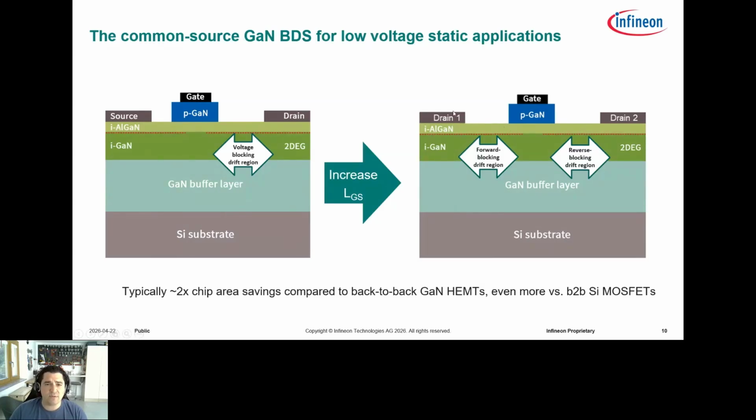Now, if you apply voltage positively from the left, you're going to be blocking it over here. If you apply voltage positively from the right, you'll be blocking it over here. So you have two different drift regions to block that voltage, which is the same as you would have in a back-to-back MOSFET scenario. But here, at least, we're able to monolithically integrate them together and control them with one gate. So what are some cases where we use these?